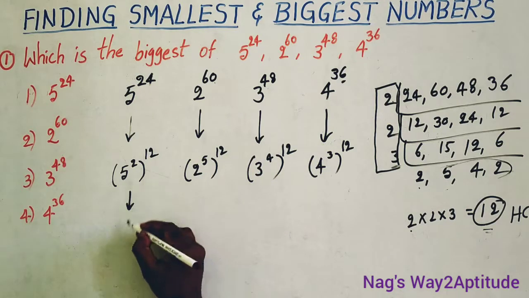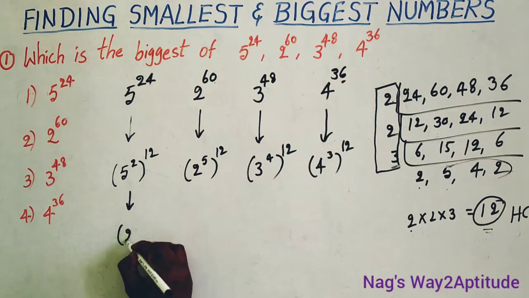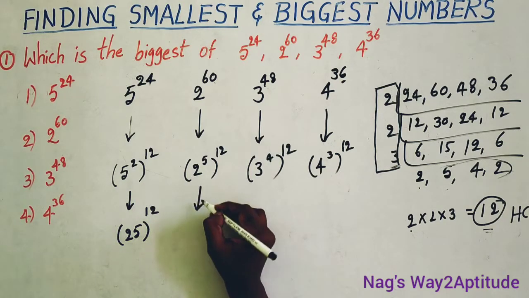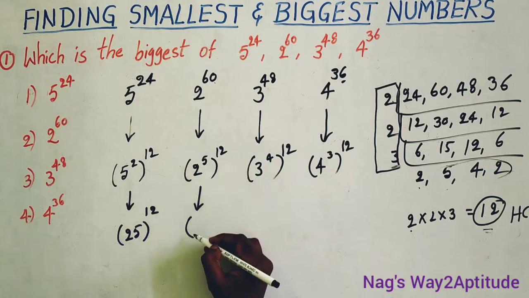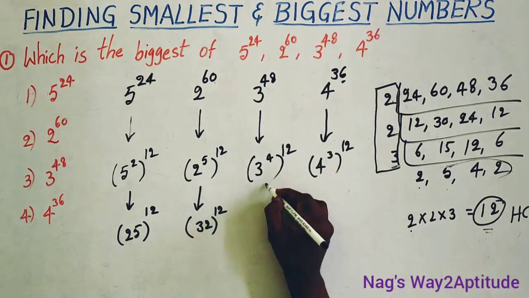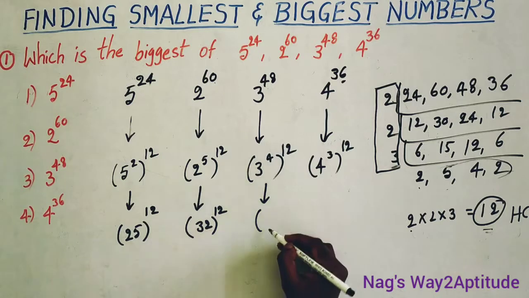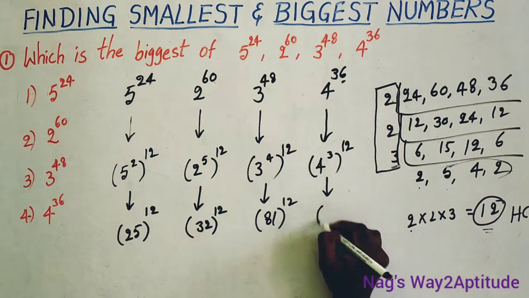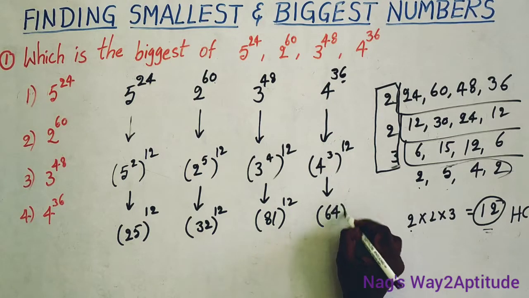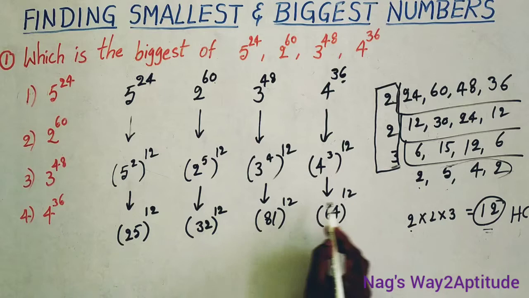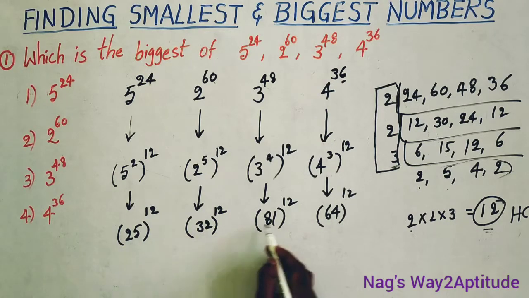Now 5 square is 25 power 12. 2 power 5 is 32 power 12. 3 power 4 is 81 power 12. And 4 cube is 64 power 12. So here all the powers are equal. So just see the bases.